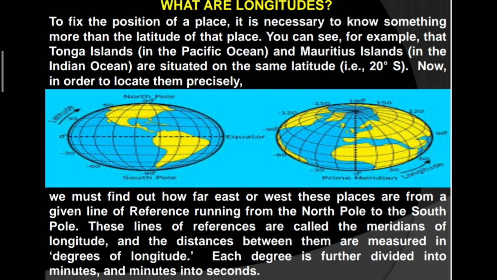You can see, for example, that Tonga Island in the Pacific Ocean and Mauritius Island in the Indian Ocean are situated on the same latitude, which is 20 degrees south. Now, in order to locate them precisely, we must find out how far east or west these places are from a given line of reference running from the North Pole to the South Pole. These lines of reference are called the meridians of longitude, and the distances between them are measured in degrees of longitude. Each degree is further divided into minutes, and minutes are divided into seconds.